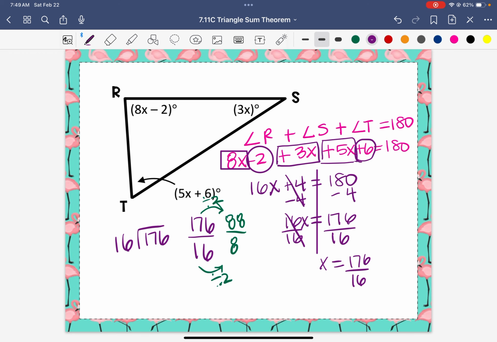Now, most of you can probably know that's 11. However, I still want to continue. Scale down by 8 and then scale down by 8. This gives me 11. So x equals 11.